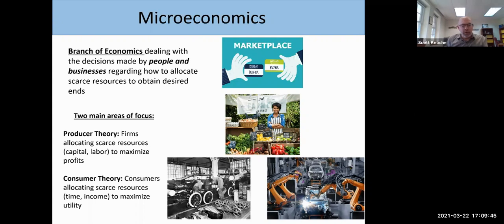Consumers are doing something quite similar. They're trying to maximize something as well in economic theory and consumer theory. And what they're striving to do is maximize utility. Utility is a catch-all word for kind of feel good or happiness.